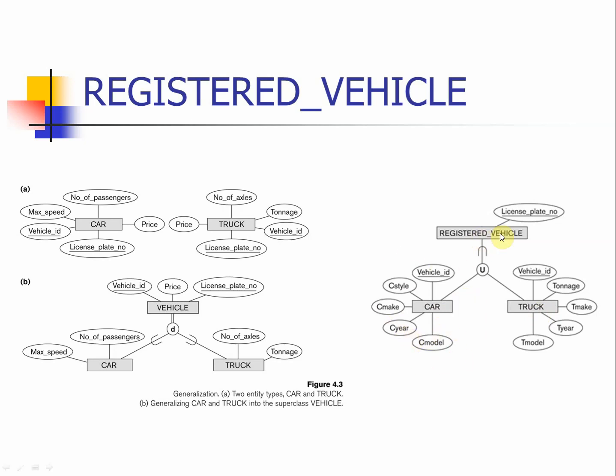The registered vehicle attributes are license plate number plus all of these 5 attributes coming from the car, or those 5 attributes coming from the truck. And therefore, all of these 3 choices are valid choices.